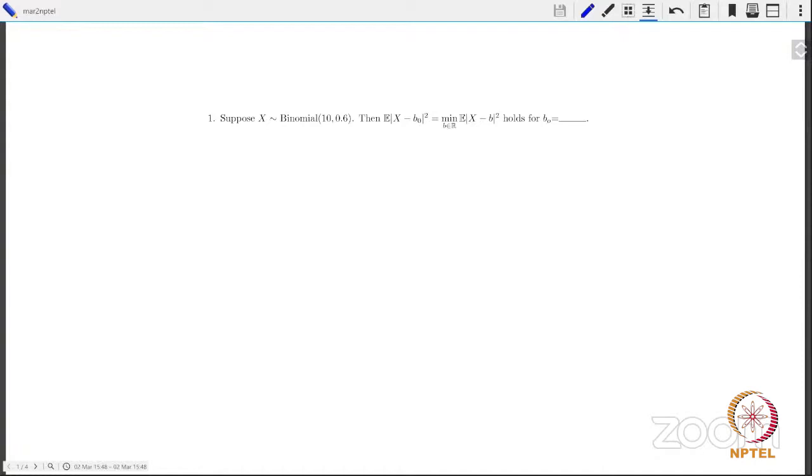The problem says that X is Binomial(10, 0.6), and define b naught as the one that minimizes the expected value of (X minus b) whole squared. What would be b naught? One way to do it is you can compute it directly by finding this particular expression given the distribution of X. So, method one.